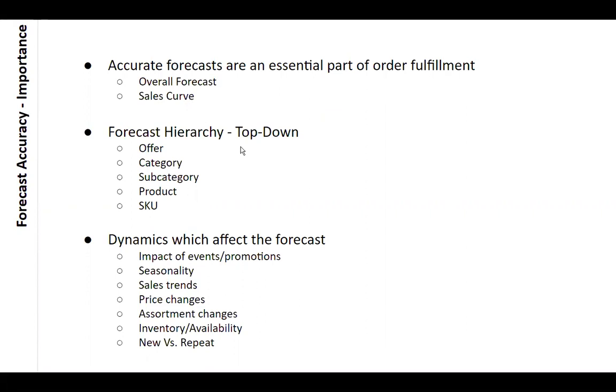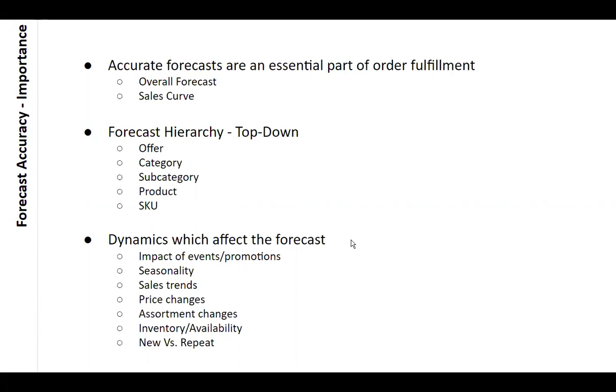When we look at forecast accuracy, there is a hierarchy. We could look at the top level, either offer or even season, and go down to SKU. It's more accurate at the top levels than as you go down. But for a lot of companies, they look at their forecast accuracy at a product level.